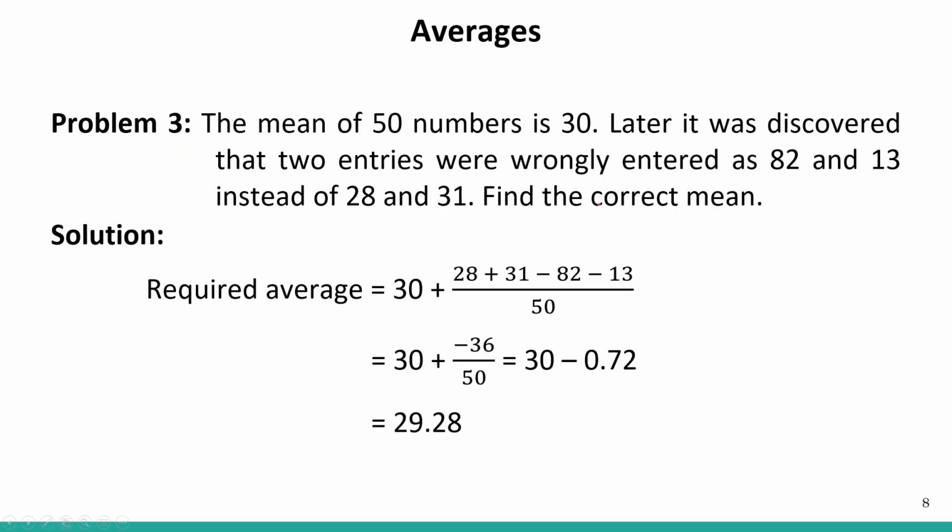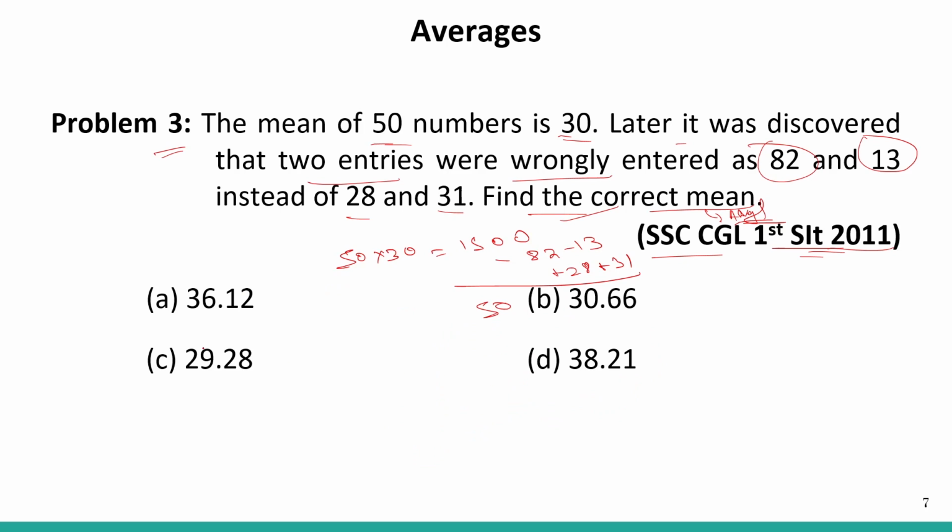Let's go forward with the step-by-step solution. The required average will be 30 plus (28 plus 31 minus 82 minus 13) by 50. So it will be equal to 30 plus minus 36 by 50, which is 30 minus 0.72, which is nothing but 29.28. This is the correct answer. So 29.28, that is option C, is the correct one. 36.12 is wrong, 30.66 is wrong, 38.21 is wrong.